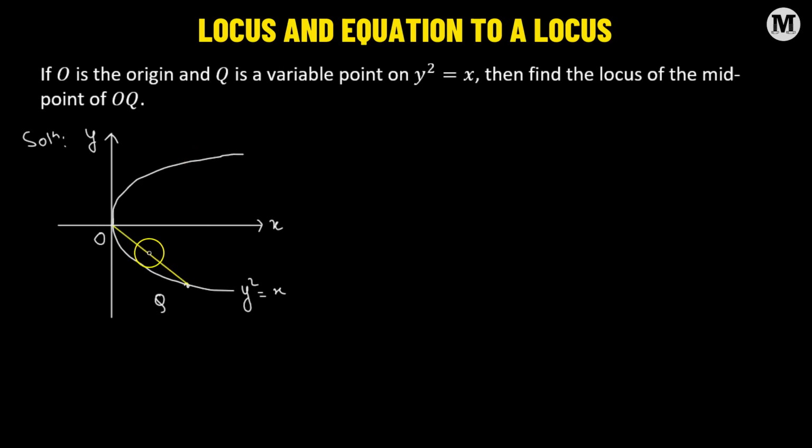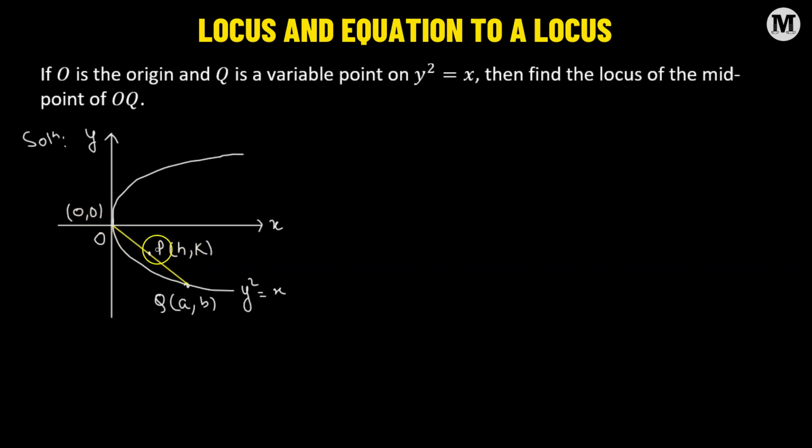Then let's say we have a point P, which is going to be the midpoint of the line OQ, and we're going to consider that it has the coordinates h, k. Our goal will be to determine the locus of this particular point P. So let us begin. We'll specify the coordinates of Q. Let's call it a, b. Then we have the origin O with coordinates 0, 0.